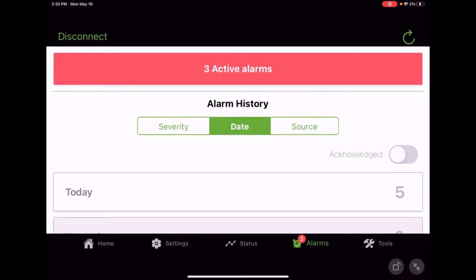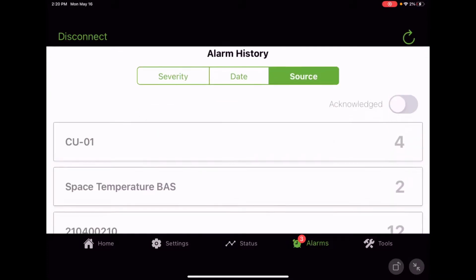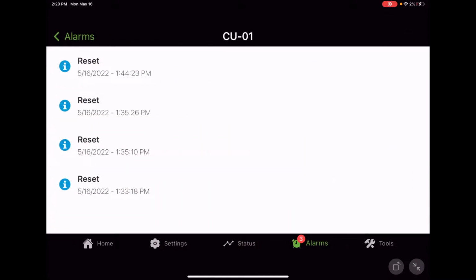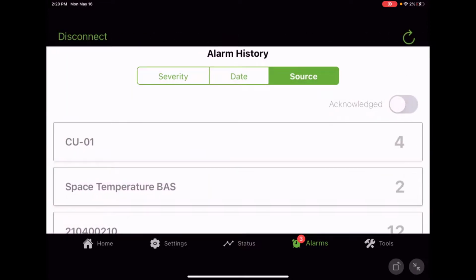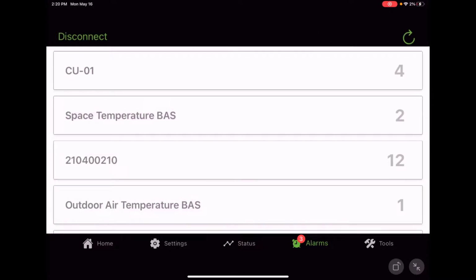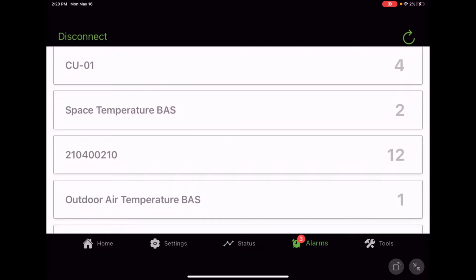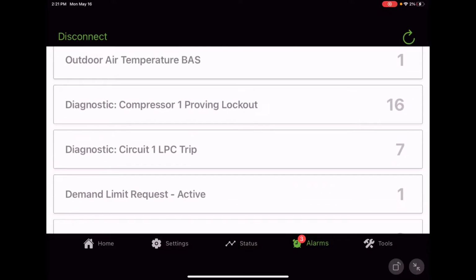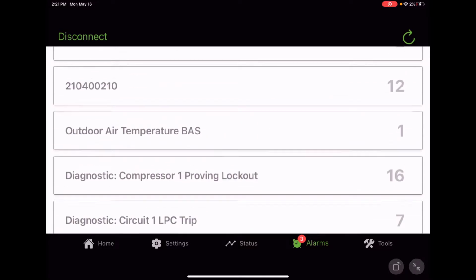The last filter we have here is source. So we can just do condensing unit 1. Well, that's what I named the controller in an earlier video. Space temperature BAS, that caused this informational alarm to come through that basically says it went back to normal. This 2104000210, that was the original name of the controller based on the serial number. And then outside air temp. Here's that proving lockout. So there's 16 based on that one.